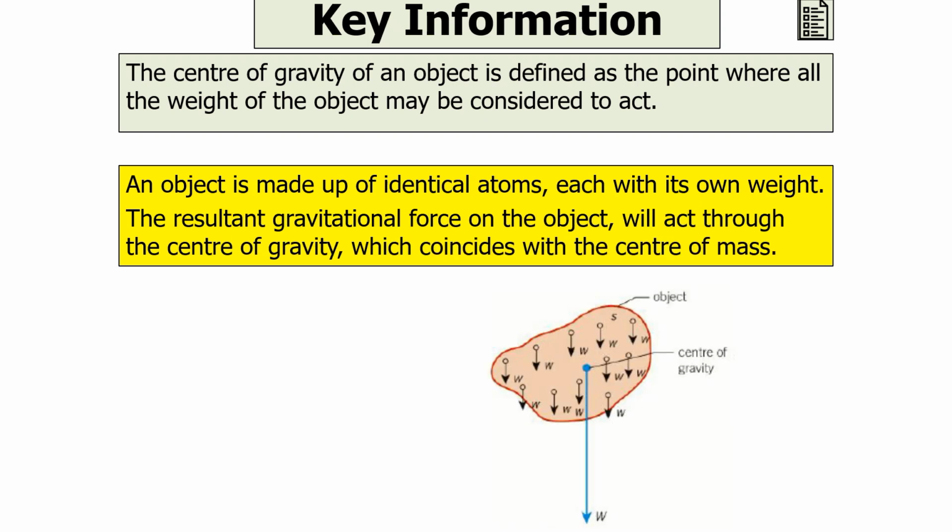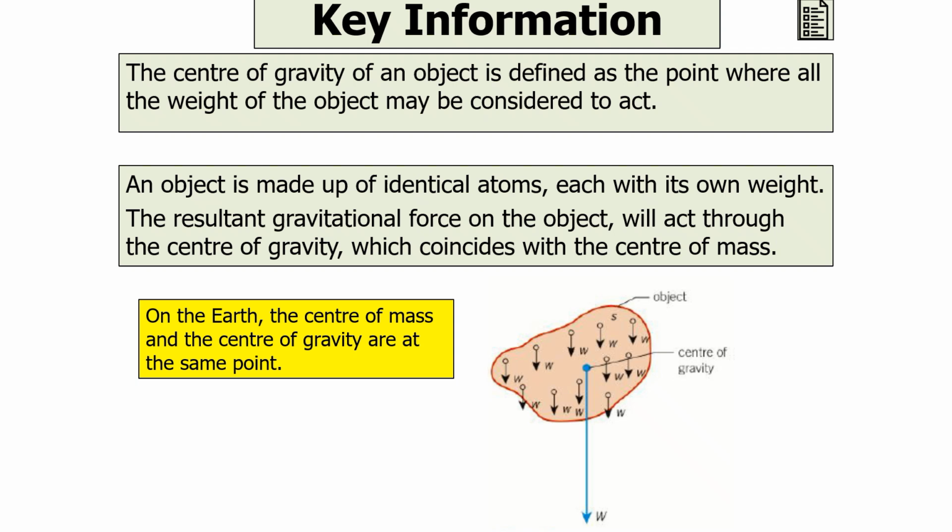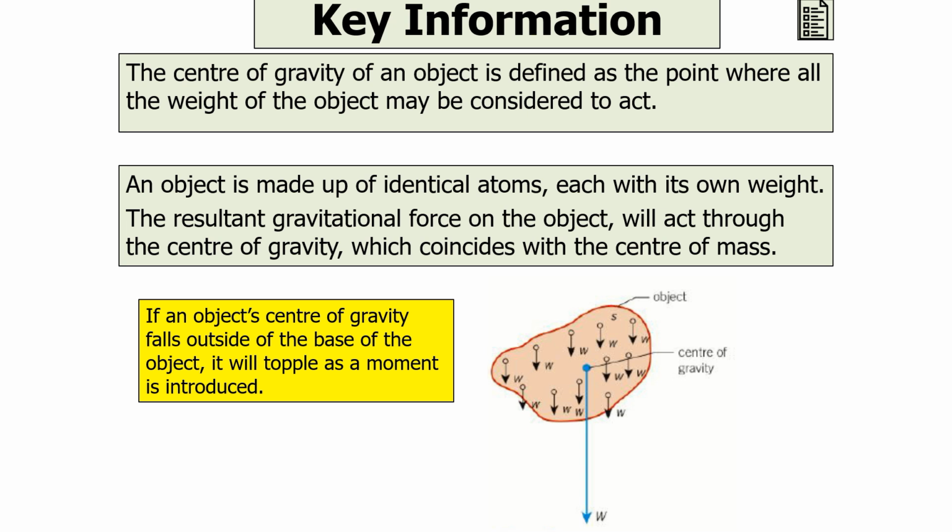Now, as an object is made up of identical atoms, each with its own weight, the resultant gravitational force on the object will act through the centre of gravity, which coincides with the centre of mass. So the centre of mass is a point through which any externally applied force will produce linear motion, but not rotational motion. Now, on the Earth, the centre of mass and the centre of gravity for an object should be at the same point. Now, if an object's centre of gravity falls outside the base of the object, as mentioned before, it will topple as a moment is being introduced to the object.